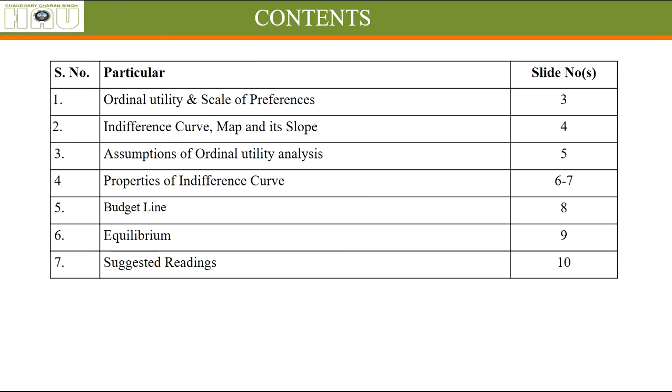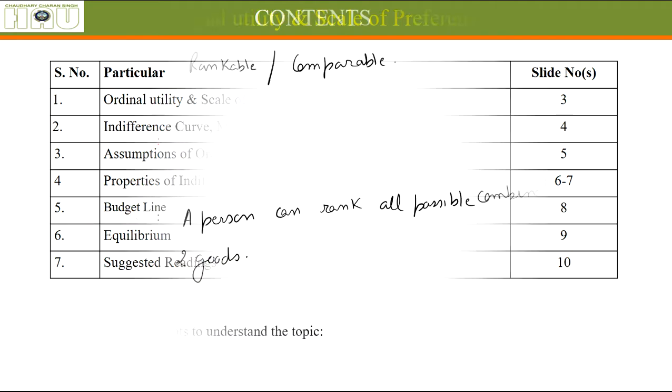These are the contents we'll be studying in this lecture. What is ordinal utility and what is scale of preferences, and the two concepts needed for assessing consumer's behavior according to the ordinal utility approach. One is indifference curve and second is budget line. What are the assumptions and properties related to these things, and how a consumer decides based on these two concepts.